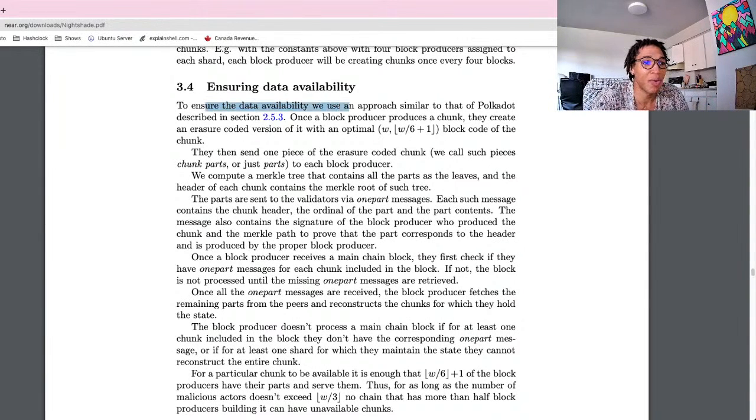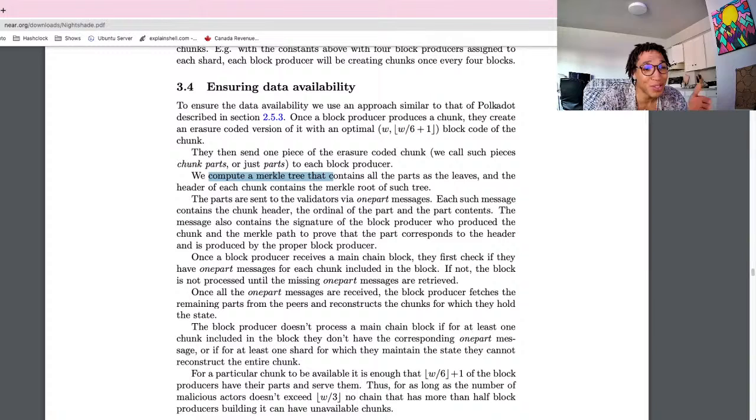To ensure the data availability, we use an approach similar to that of Polkadot described in section 2.5.3. Once a block producer produces a chunk, they create an erasure coded version of it with an optimal W over 6+1 block code of the chunk. They then send one piece of the erasure coded chunk. We call such pieces chunk parts, or just parts, to each block producer. Oh, this is so cool.